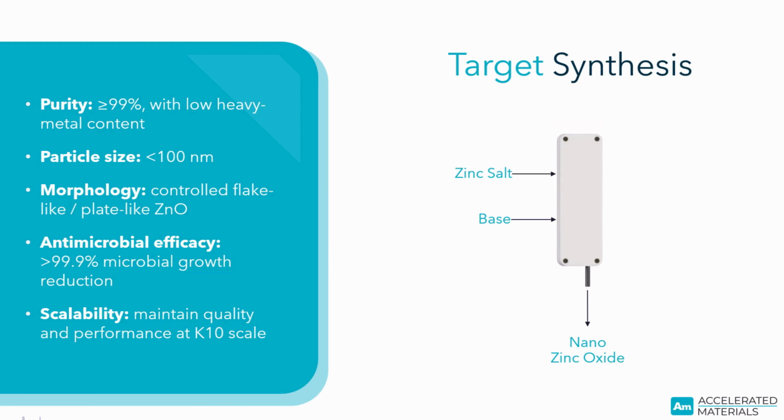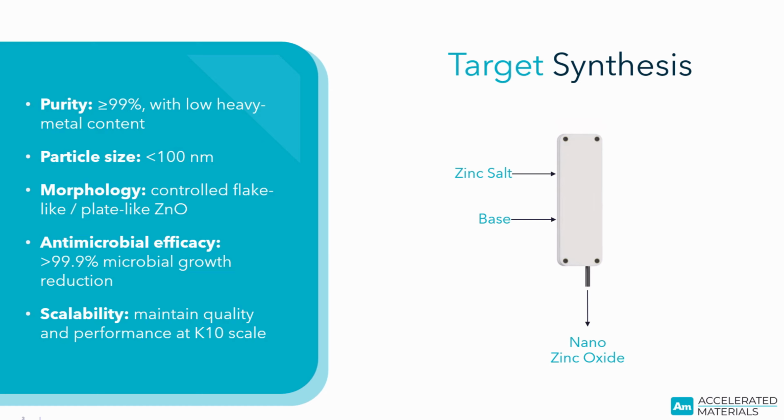So we previously have scaled up this antimicrobial zinc oxide from the K1 to the K10 to the K100 across all scales. And throughout these scales, we had a series of objectives. Firstly, we wanted a purity of 99%. The particle size had to be under 100 nanometers. The morphology had to be this flake-like morphology, and the antimicrobial efficacy had to be above 99.9%.